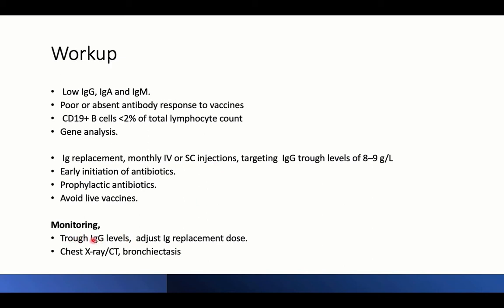By trough level, we mean the level just before the next dose. So we monitor the trough level of IgG to adjust the immunoglobulin replacement dose. Early initiation of antibiotics is very important before going to a disastrous course. Also, prophylactic antibiotics lifelong, and avoid live vaccines. Very important to avoid disseminated disease. As monitoring, we follow the trough IgG levels, and we can do chest X-ray and/or CT chest periodically to monitor for chronic lung disease due to recurrent sinopulmonary infections.